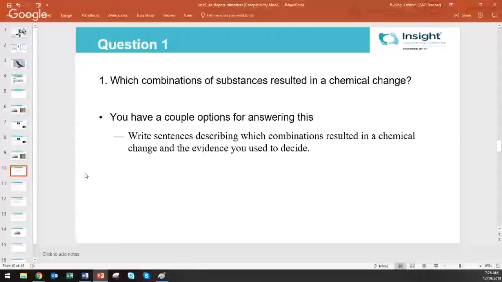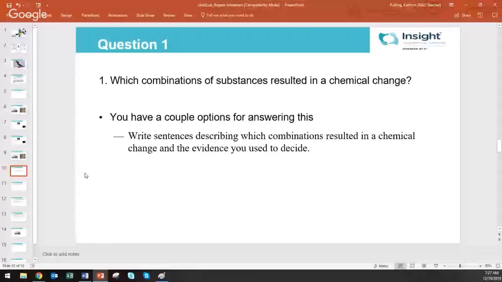So, question 1 is just putting together sentences. Hydrochloric acid and ammonium vanadate react because it is bright yellow and then the color changes. Or iron nitrate and ammonium hydroxide react because you get a color change. 6 sentences, 6 reasons why.